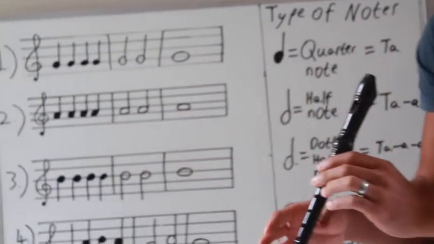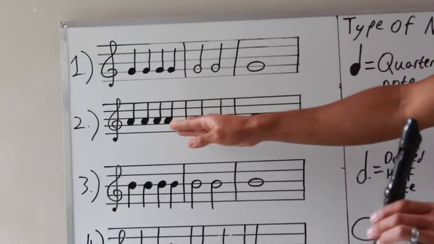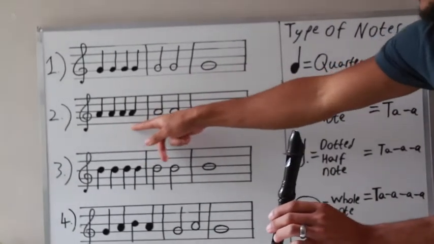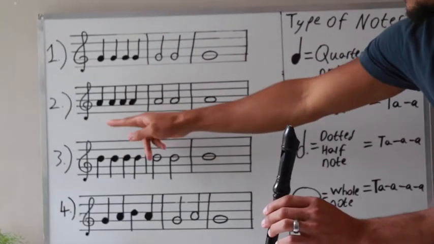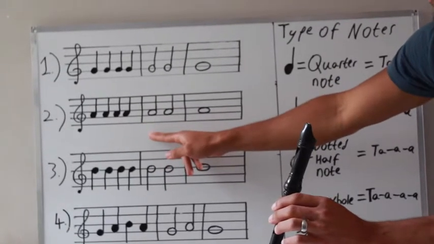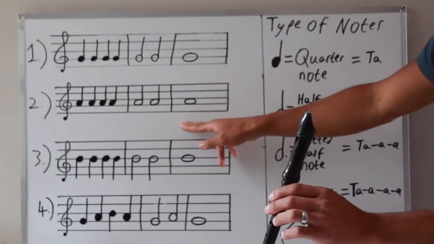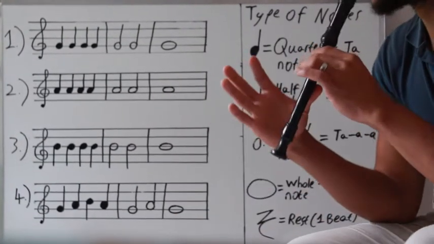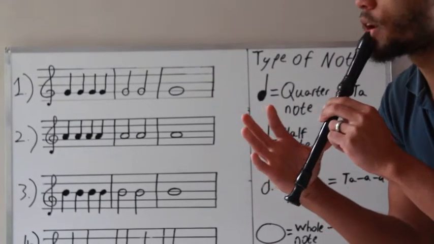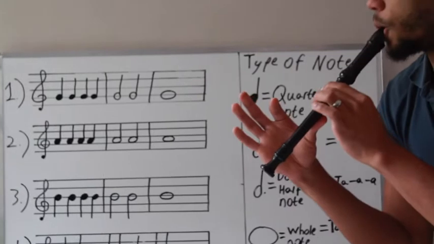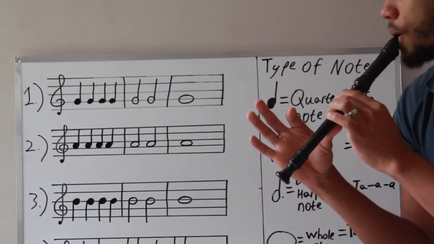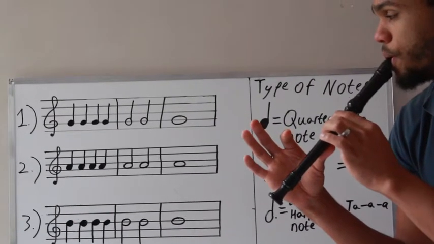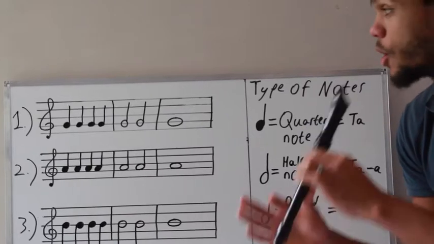So let's play line number 2 with the same rhythm, but this time using A. Okay? So let's try that out. Same rhythm. So it's still ta, ta, ta, ta, ta, ah, ta, ah, ah. Alright, let's put it in the recorder. So hold your recorder, hold an A, rest it on your lips, and let's go in 1, 2, 3, go. One more time, go.